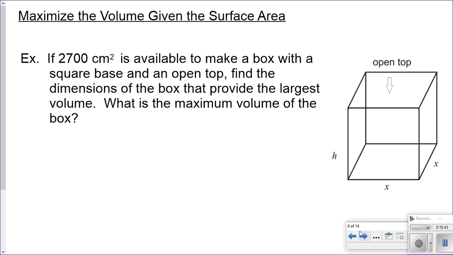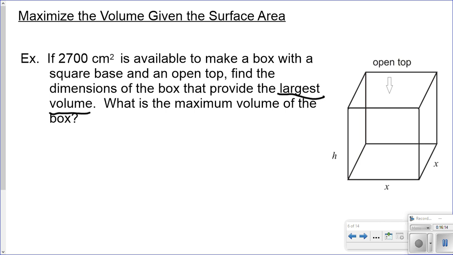All right, good. We've got a diagram. That's good. Okay, so we've got 2,700 square centimeters. So that's surface area, right? Centimeters squared is surface area, and that's going to be the outside of the box. It's available to make a box, a square-based box, and an open top. So, okay, no top for it. Find the dimensions of the box that provide the largest volume. Okay, so largest volume is going to be a maximize question.